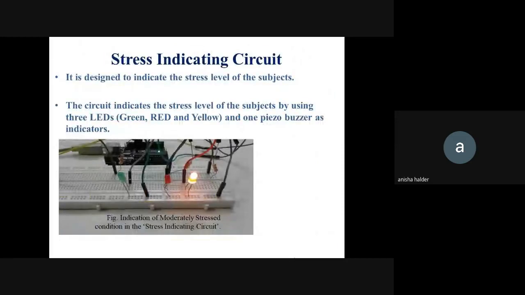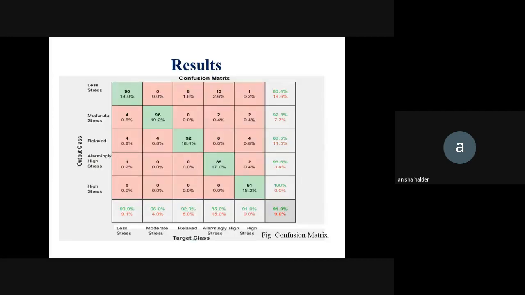Just after the testing condition, if the person has been determined with alarming stress, the buzzer will be on. If he is in high stress, then the red light will be on, and so on. So we can say it is a stress indicating circuit, a simple circuit, but the algorithms behind it are complex. Okay, so this is the result, the confusion matrix based.